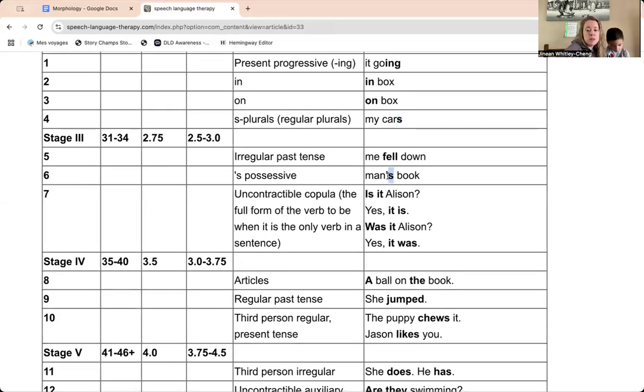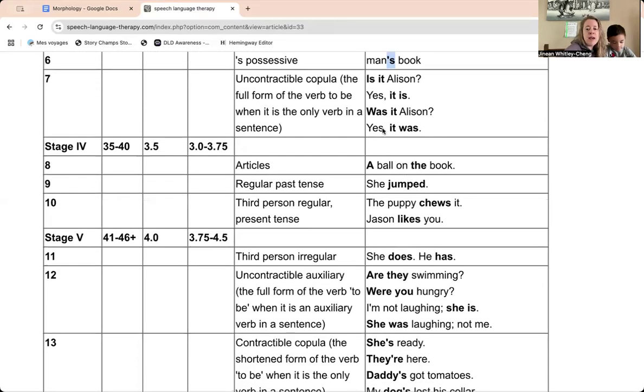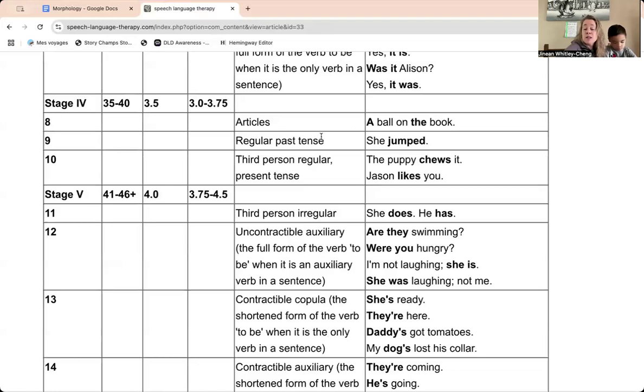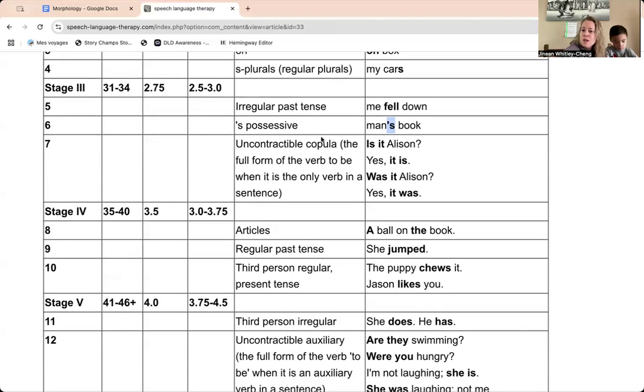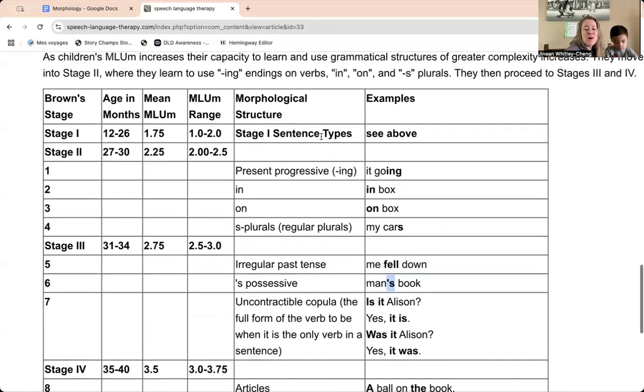Then we move on to possessive S. And then we've got uncontractible copulas. So that's like is and was, this type of thing. We move on to articles like the, regular past tense. I'm not going to go through all of this because you can just Google Brown's morphemes and go through this at your leisure. If you can't fall asleep at night one night, this is great reading to help you fall asleep.